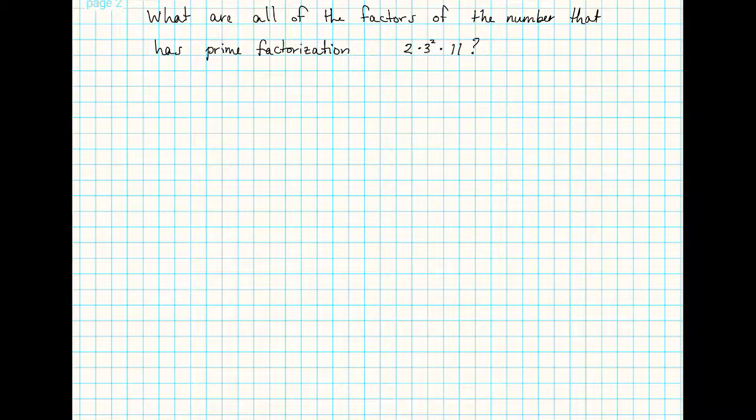Okay, in the last video we saw some value of the prime factorization as giving you a clue to all of the factors of a number, and I just want to illustrate it with this number. So what are all the factors of a number that has prime factorization given by 2 times 3 to the second power times 11? Just to remind you, this means this is 2 times 3 times 3 times 11.